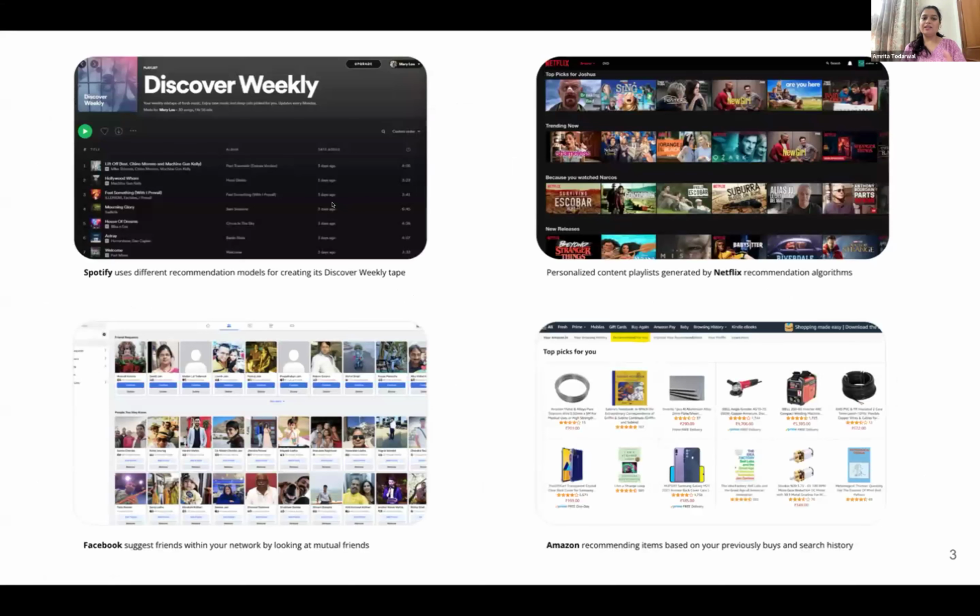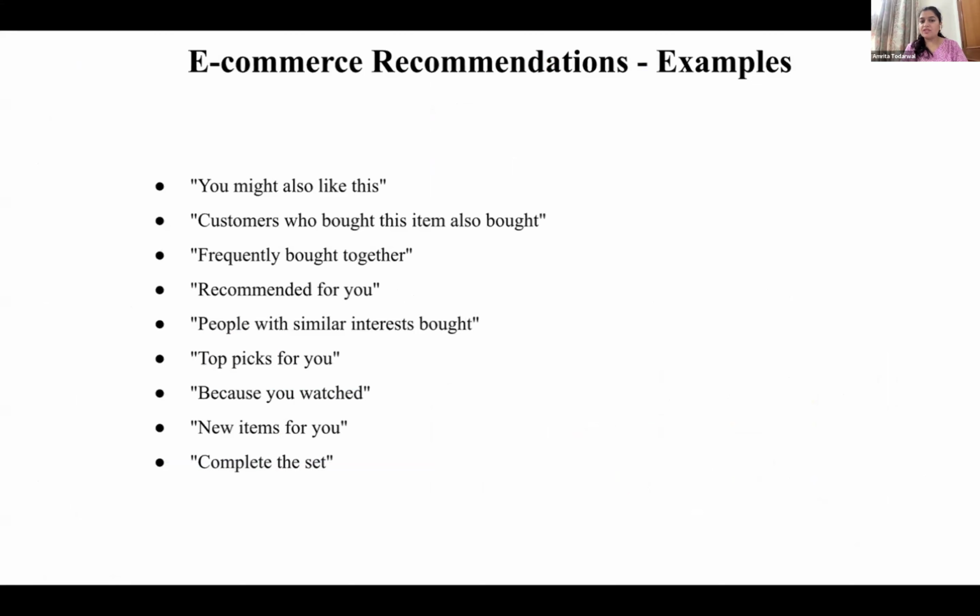Here are a few examples from our daily life. We come across such recommendations on Netflix, Spotify, and Amazon, and specifically if I talk about e-commerce recommendations, these are a few examples when we shop online on Amazon or Flipkart or any other e-commerce website. These are the recommendations which we come across, like: you might also like this, customers who bought this item also bought, recommended for you.